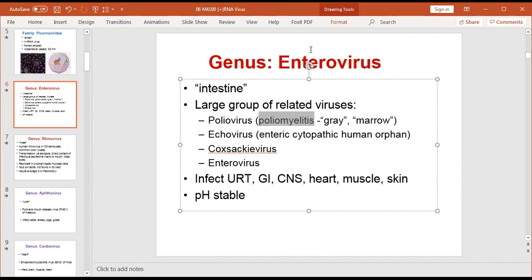In general, the genus enterovirus causes disease in the upper respiratory tract, gastrointestinal tract, central nervous system, heart, muscle, and skin, and they are stable as the pH changes. So pH changes cannot cause any damage to the virus.